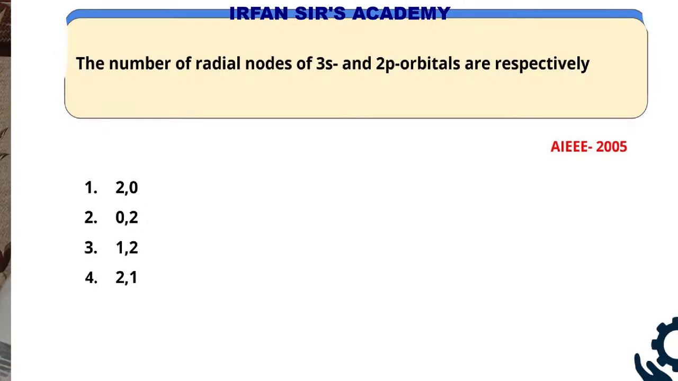How many nodes are there? I will write the same question, but now I will write it in a different way. The number of radial nodes in 3s and 3p. It was 3s and 3p. Now I will tell you the number of radial nodes in 4s and 3d orbitals.